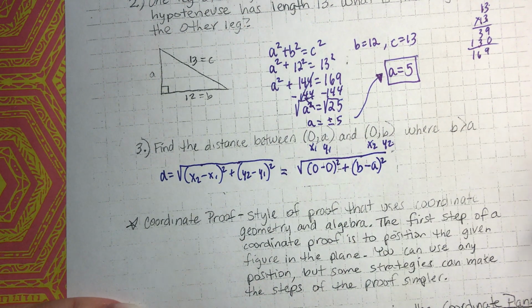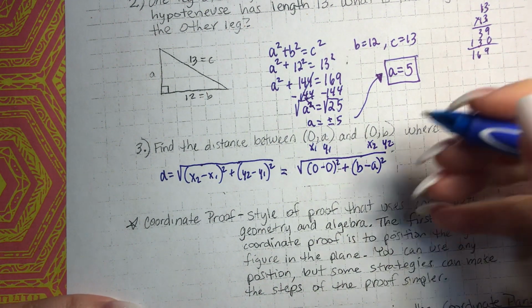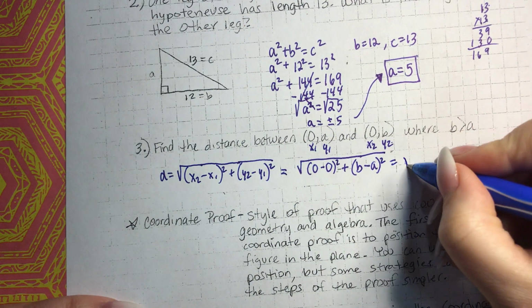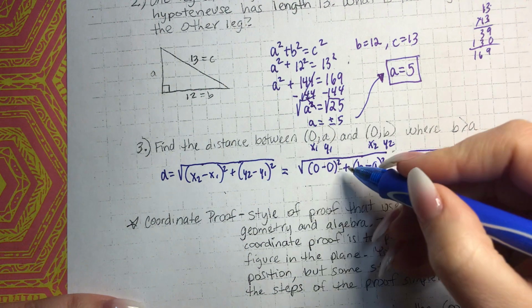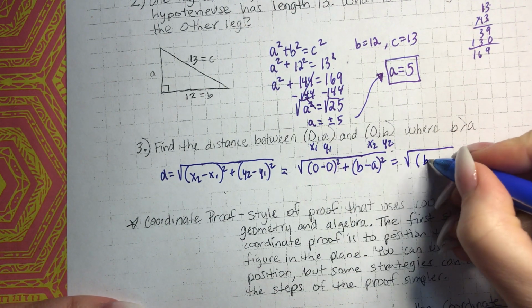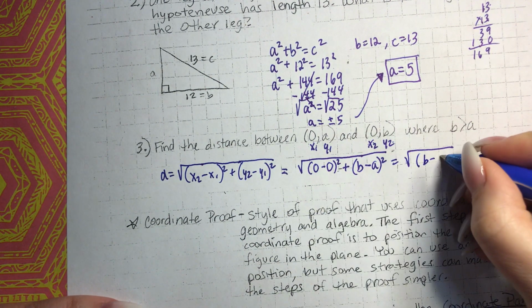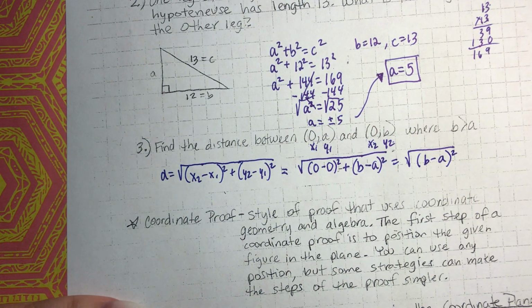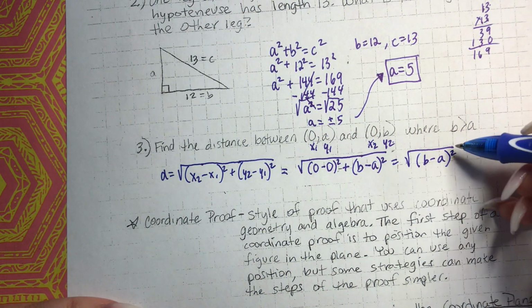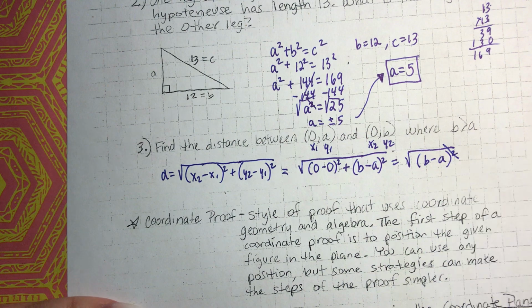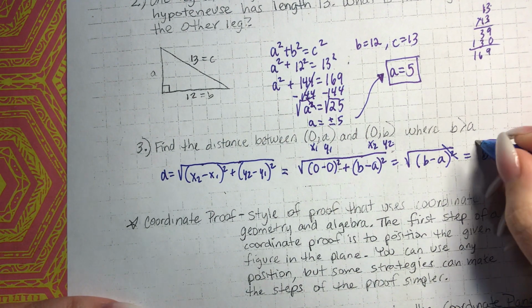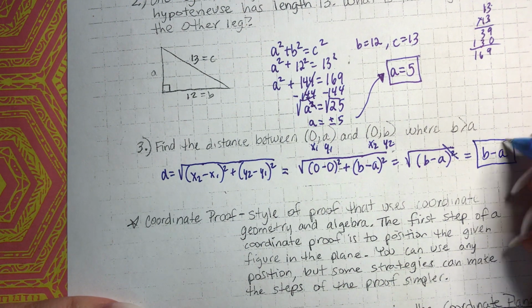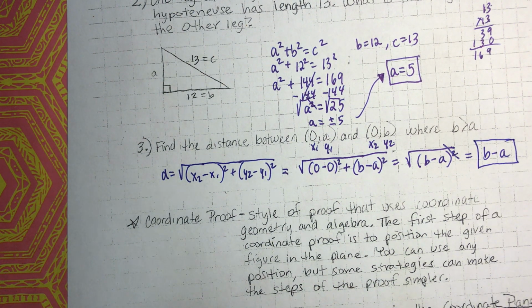Okay, that looks great. And then we simplify. So 0 take away 0 is 0. 0 squared is 0, so we don't need to write it. We just have b. So that basically just goes away. B minus a squared. And then the square root and square root cancel each other out. We're left with b minus a. That is the distance between the two. Perfect. So if you got all those right, awesome job.